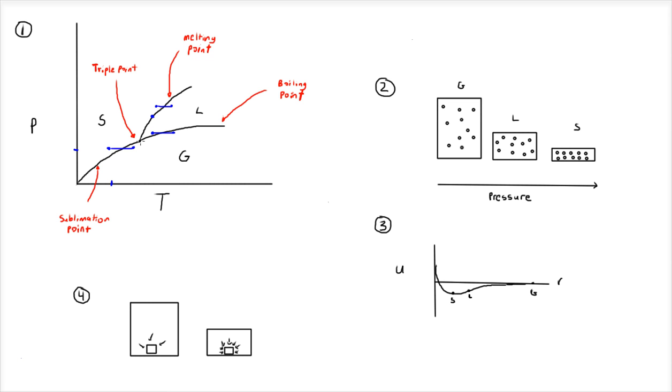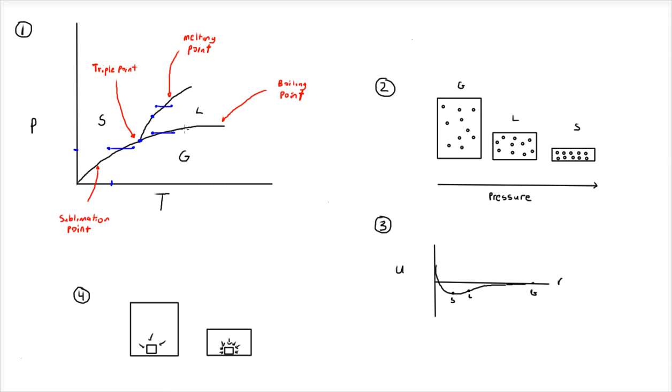You notice that there's one special place here, the triple point, and that's a specific temperature and pressure at which the solid, liquid, and gas phases of the substance can all exist together in equilibrium, right? There can be solid, liquid, and gas indefinitely.